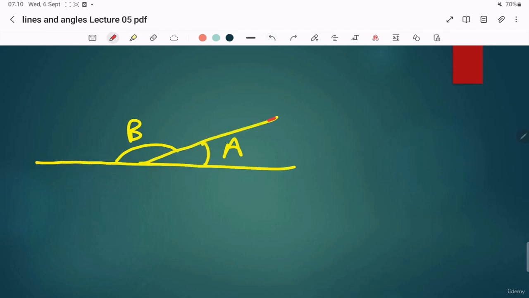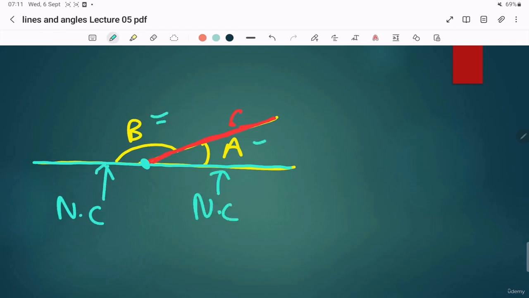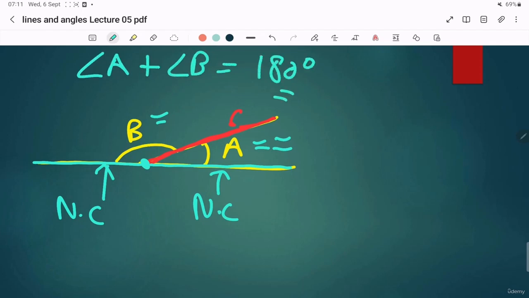Now, check what their common arm is. This is the common arm. Because of this common arm, we are having angle A and we are having angle B. So, this is a common arm and these two are non-common arms, this one and this one. As you can see, these two non-common arms are forming a straight line. These two angles, angle A and angle B, are fulfilling the three conditions of a linear pair. Therefore, these two angles are a linear pair. That is, these two angles are supplementary. Angle A plus angle B is equal to 180 degrees. Whenever two angles are supplementary, their sum is 180 degrees. Whenever two angles are a linear pair, their sum is 180 degrees.